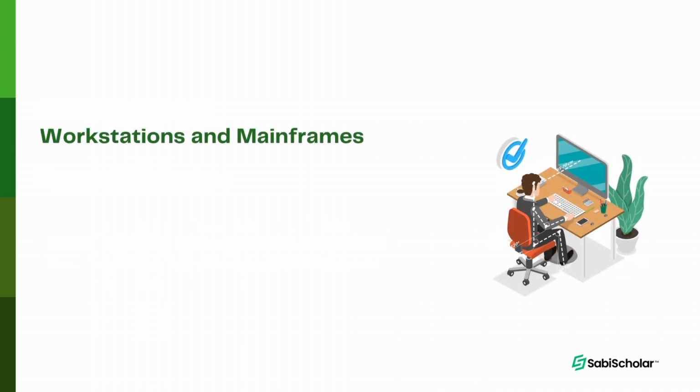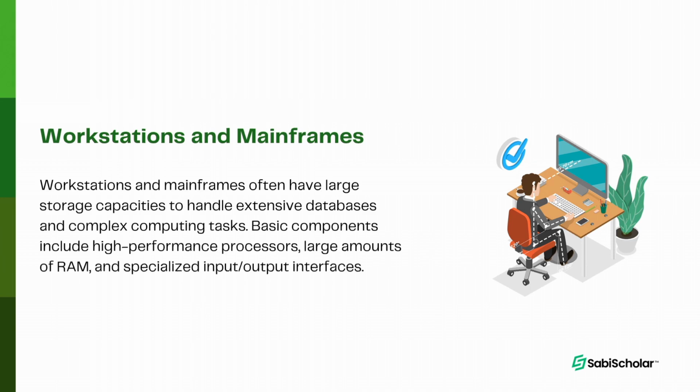Now, the workstations and mainframes were more like about the same thing, but there were still some features that actually made them different. So the workstations and mainframes often have large storage capacities to handle extensive databases and complex computing tasks. These were tasks so intense that personal computers would actually break down in the process of trying to process them. So the workstations and the mainframes often have large storage capacities because this was necessary.